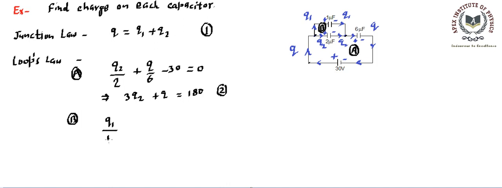C is 1 microfarad. We are writing the capacitance in microfarad, so the charge will be in microcoulomb. So it's Q1 by 1. That's the potential drop across this. Then we reach the junction and need to come back. When coming back, we move from the minus terminal to the plus terminal, so a potential gain takes place. For a gain we put a minus.